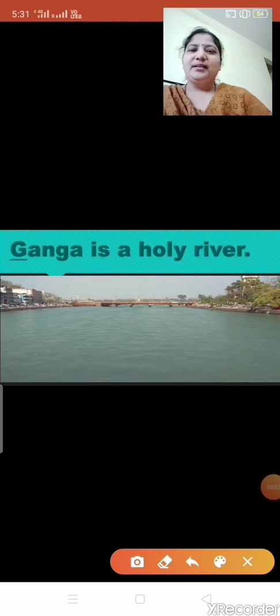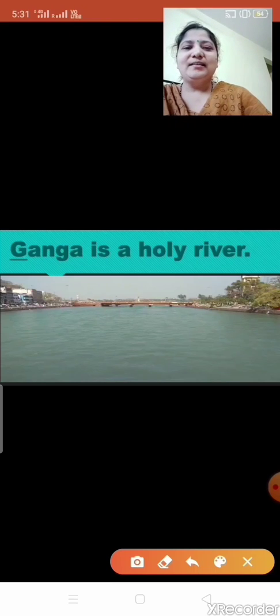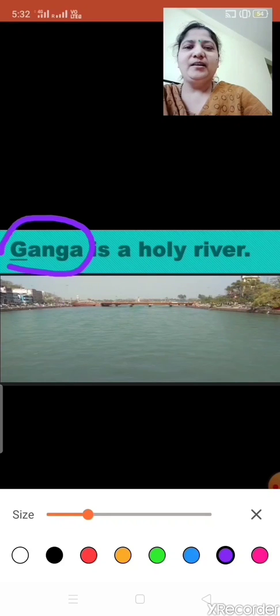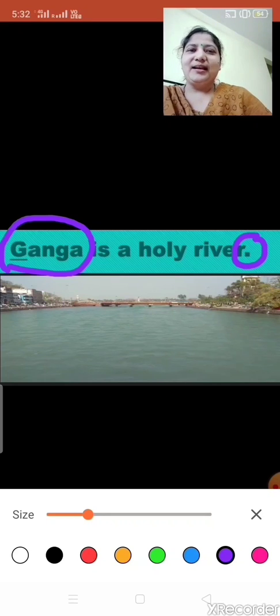Now here, Ganga is a holy river, right? Ganga is a name of a river. So we write Ganga in capital. Okay, and also we end a sentence with a full stop. Understood? So Ganga is a special name given to a river. So Ganga is a proper noun. So we write Ganga in capital.